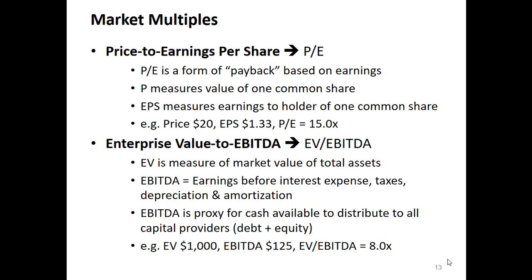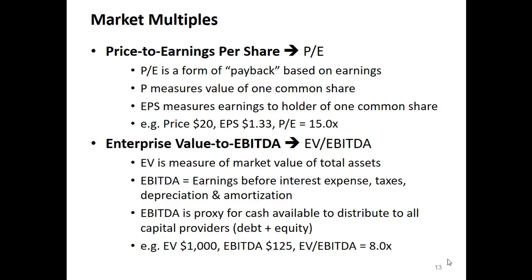For EV to EBITDA, we see that enterprise value is a measure of the market value of the assets. EBITDA is a proxy for free cash flow. EBITDA is used because it tends to be a proxy for the cash available to distribute to all capital providers, both debt and equity. If a firm has an enterprise value of $1,000 and an EBITDA of 125, its EV to EBITDA multiple is 8 times.